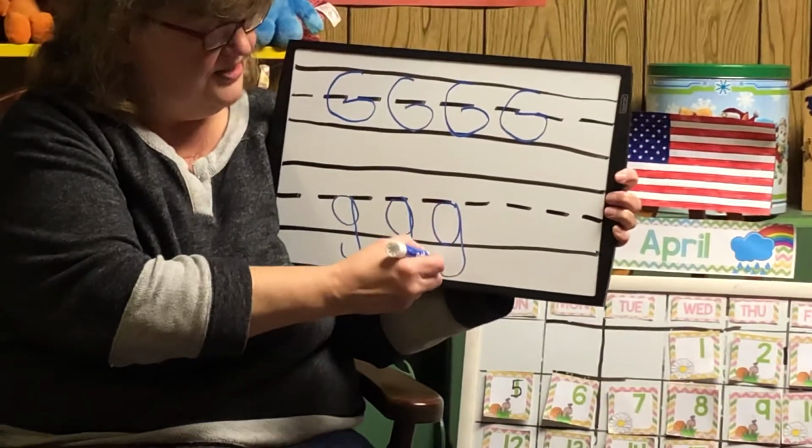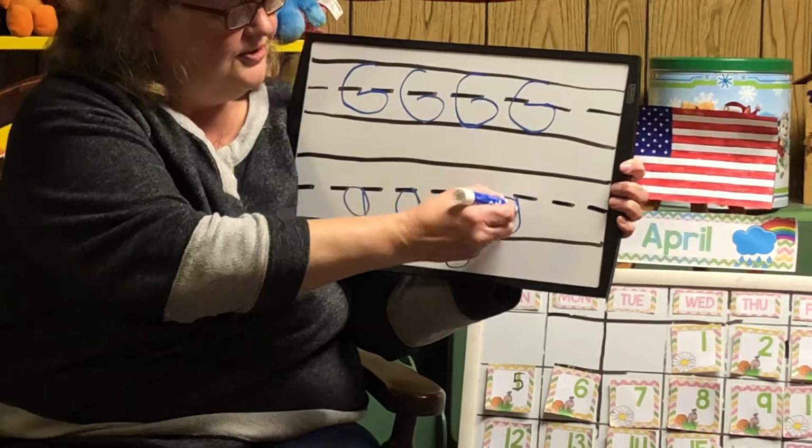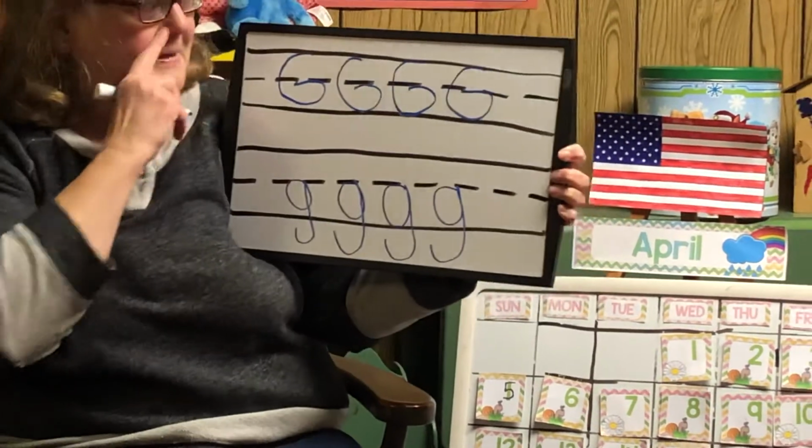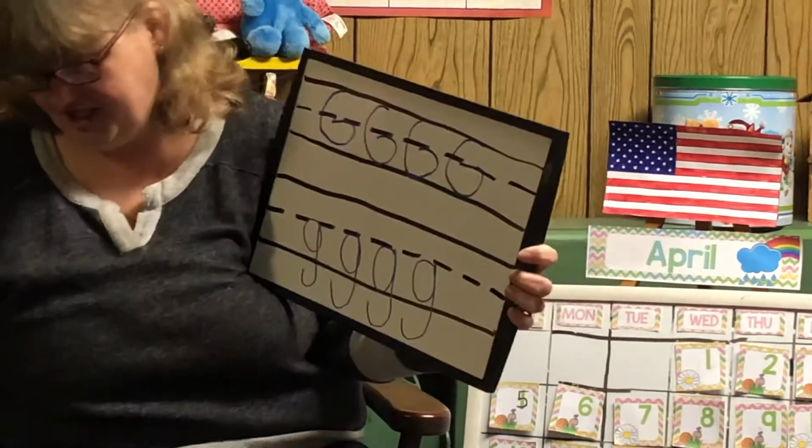Circle, down, and a hook. And there you go. You have your 4 G's.